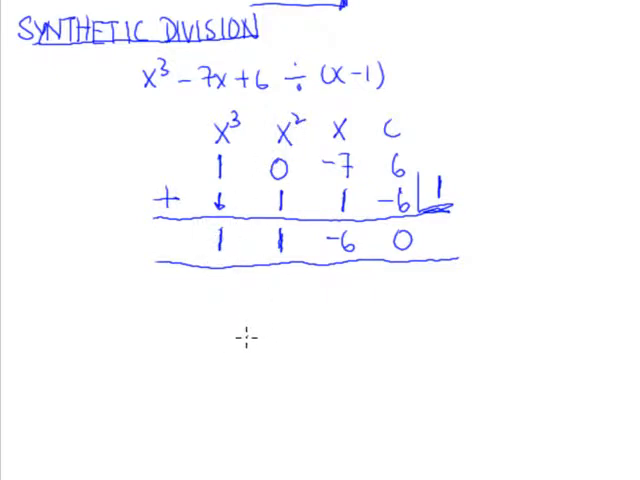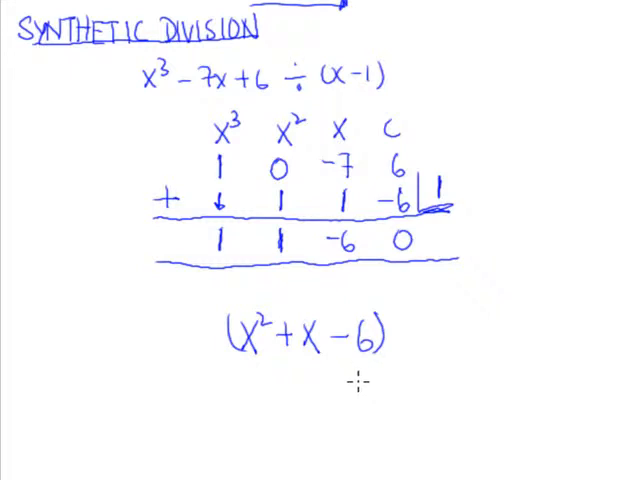So move 1 degree lower. So it's 1x square. This 1 will be 1x, so it's positive x. And this 6 will be the constant, so it's negative 6. So this will be the quotient, which means that when you take x cubed minus 7x plus 6 divided by x minus 1, you will get a quotient of x squared plus x minus 6. This is precisely what we got when we did the long division earlier on.